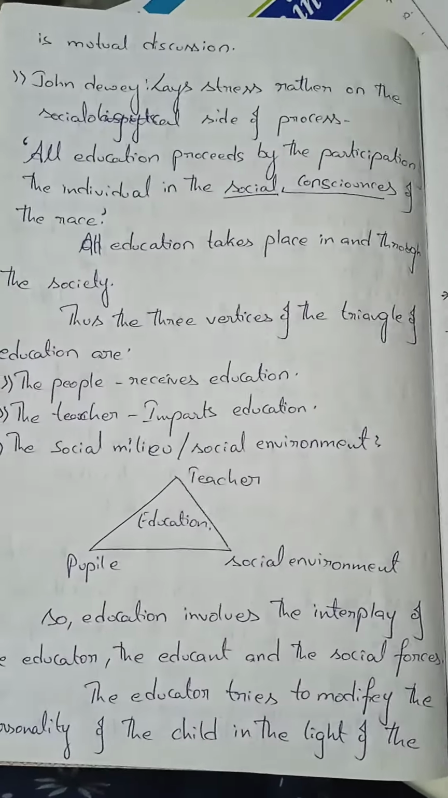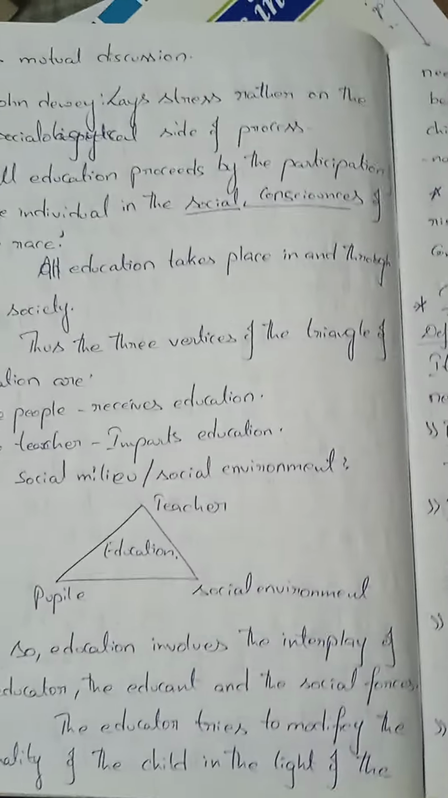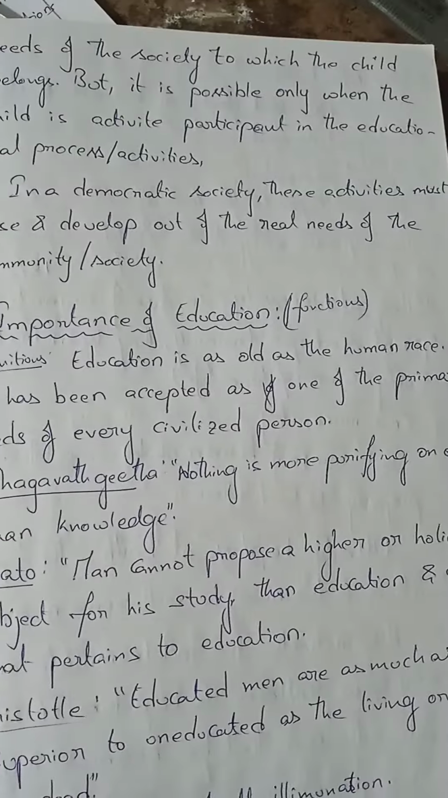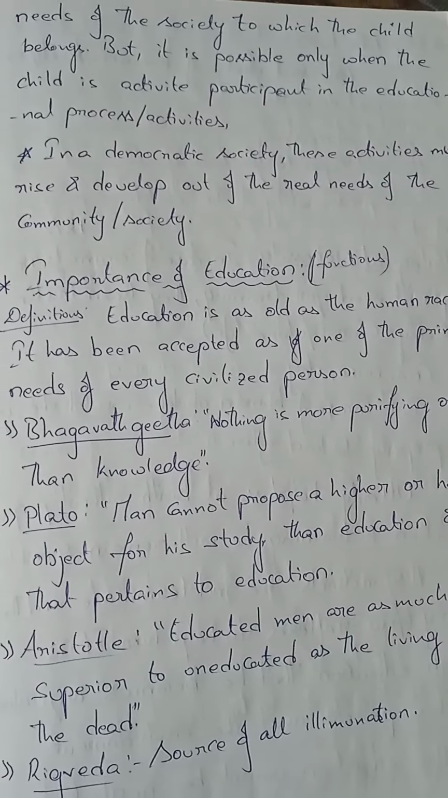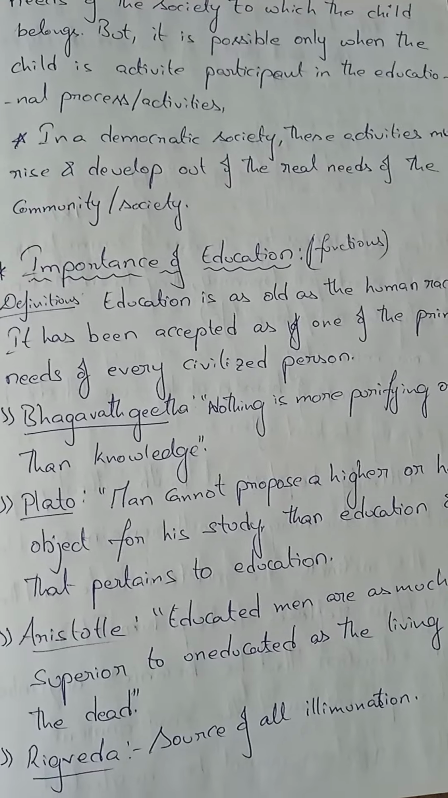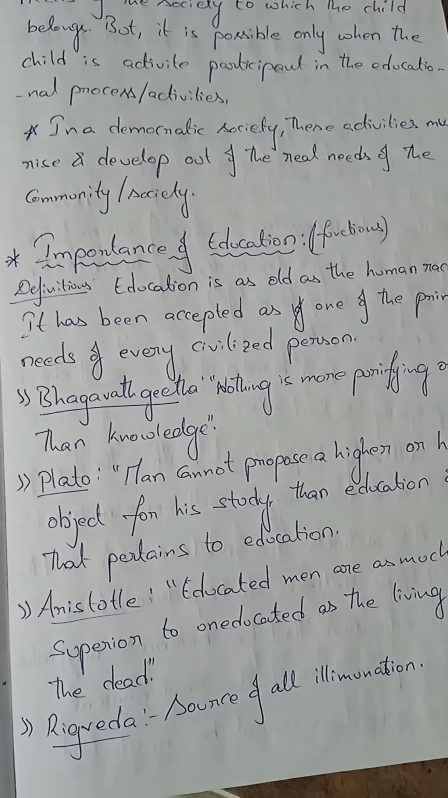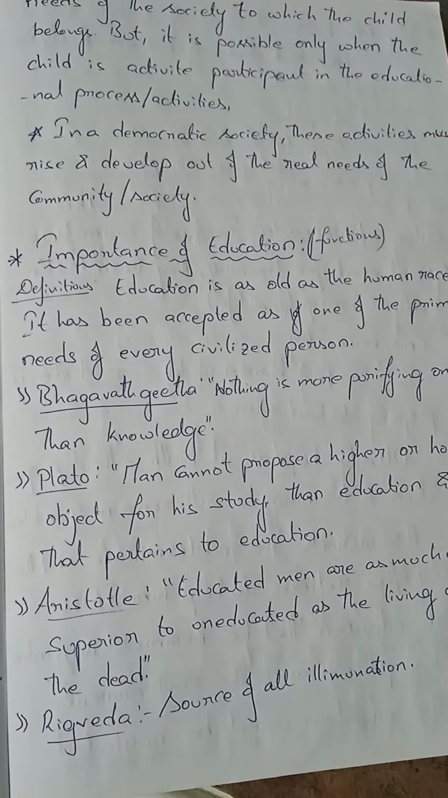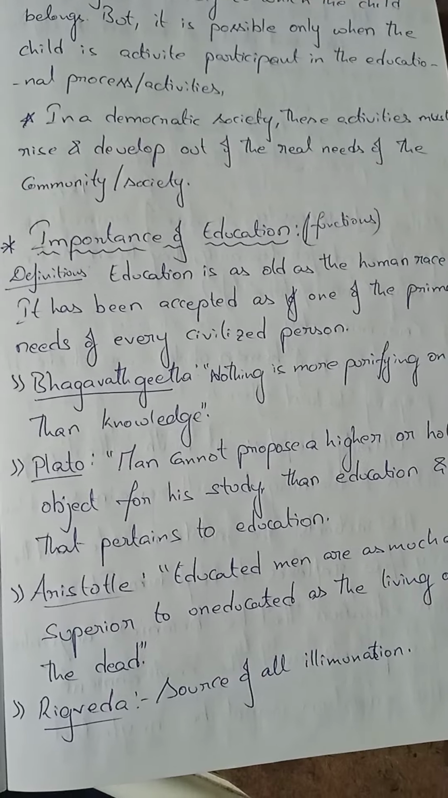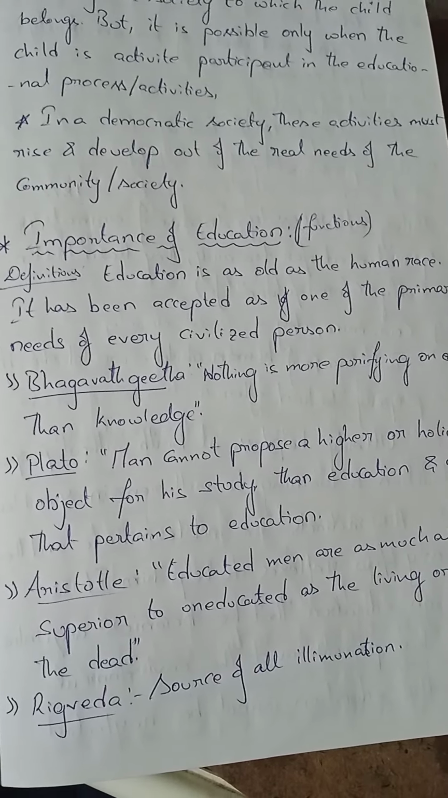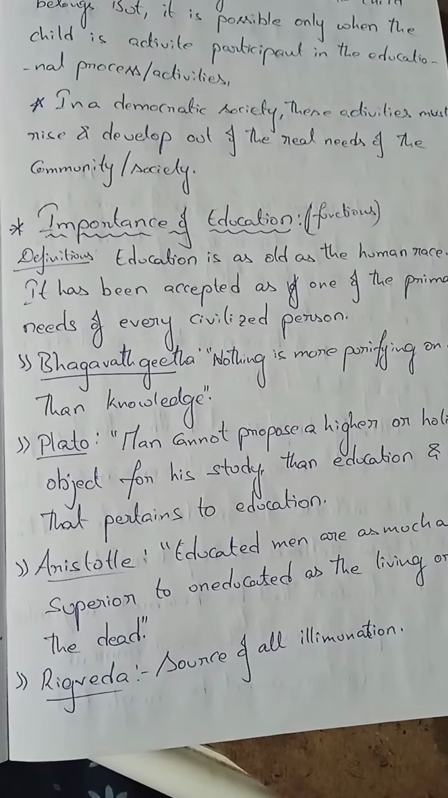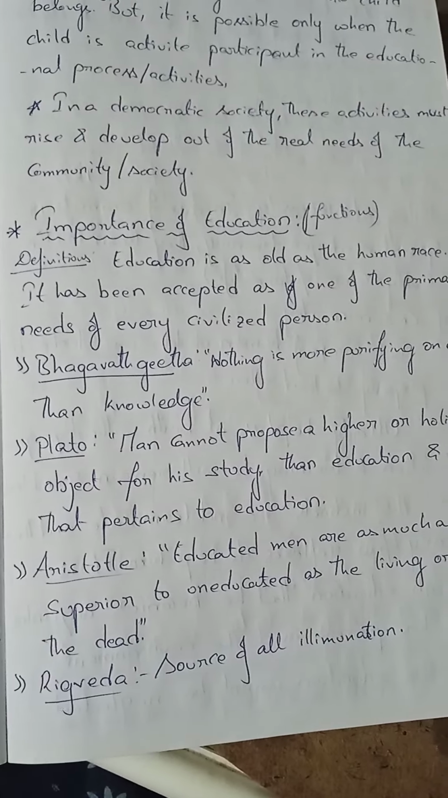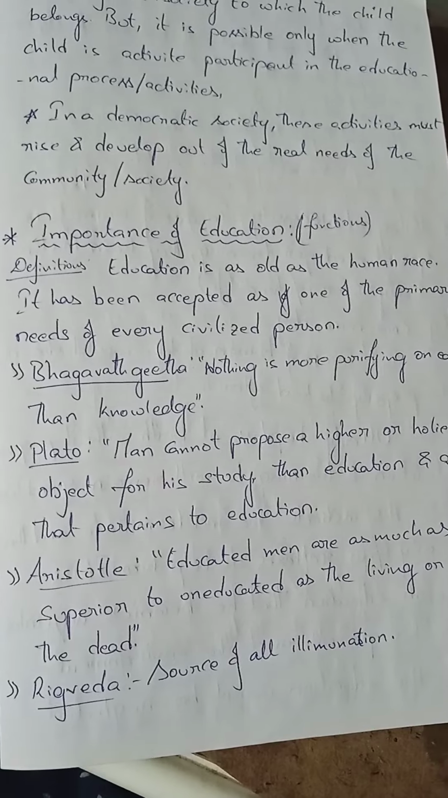The educator tries to modify the personality of the child in the light of the needs of the society to which the child belongs. But it is possible only when the child is an active participant in the education process and activities. In a democratic society, these activities must rise and develop out of the real needs of the community and society. Importance of education. Education is as old as the human race.